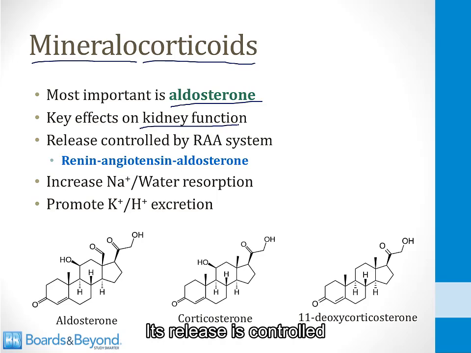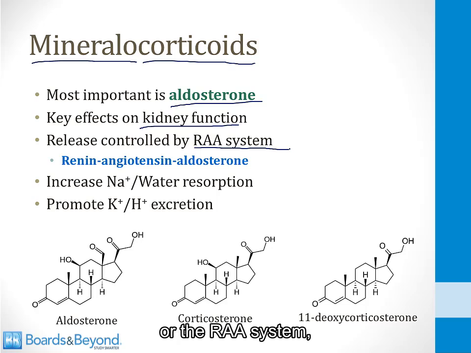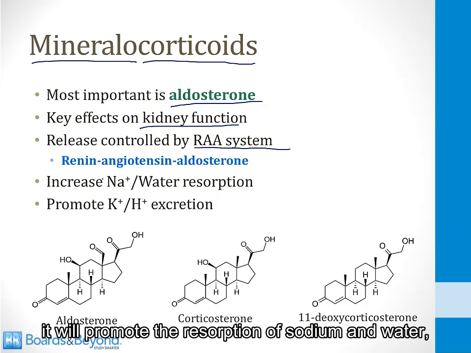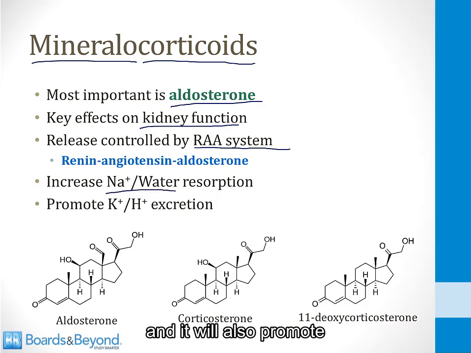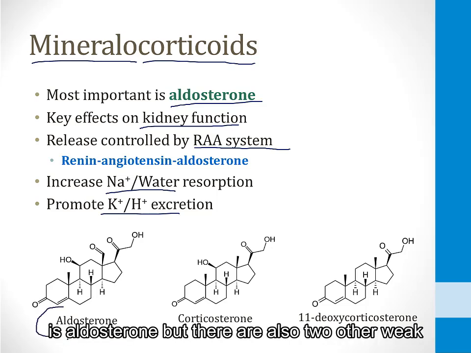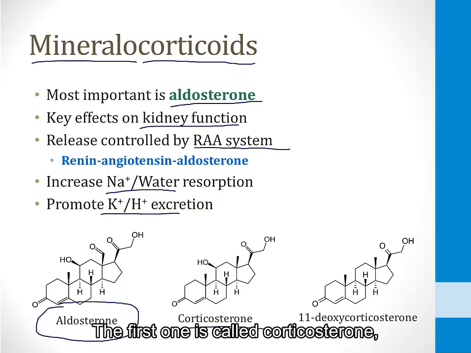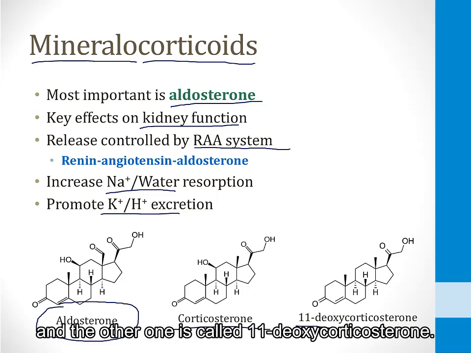Its release is controlled by the renin-angiotensin-aldosterone system, or the RAA system. And when aldosterone is released by the adrenal cortex, it will promote the resorption of sodium and water, and it will also promote potassium and hydrogen excretion into the urine. And as I said, the most important mineralocorticoid is aldosterone, but there are also two other weak mineralocorticoids synthesized by the adrenal cortex. The first one is called corticosterone, and the other one is called 11-deoxycorticosterone.